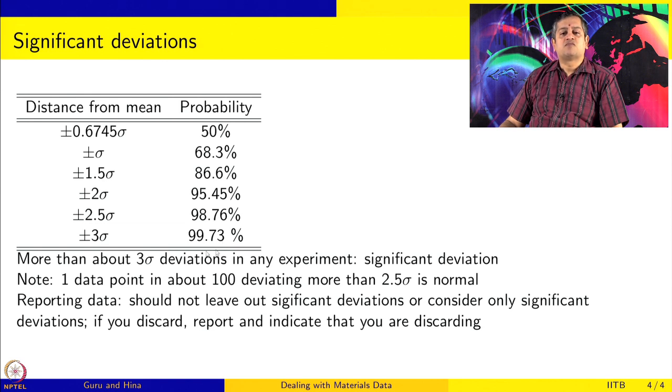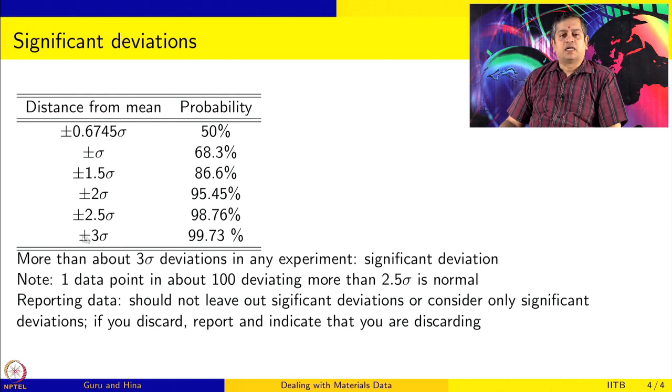In other words, there is less than 1% chance for any data to fall outside of 3 sigma if you do an experiment. Remember, if one data point falls outside of 2.5 sigma, that is understandable, because if you have 100 data points for example, then it is about 99% of the time it should fall within. So, there is 1% probability that some data will fall outside this. So, that is expected. So, that is not uncommon. But if anything goes beyond 3 sigma, in all probability it is a significant deviation.